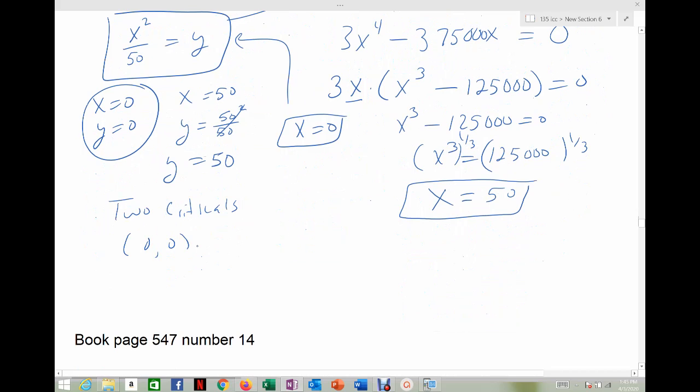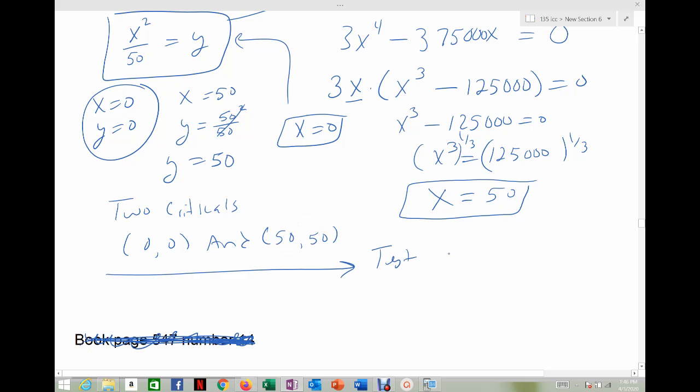One's at 0, 0, and the other's at 50, 50. Alright, now I've got to check and see if they're max, mins, or neither. Alright, we're actually going to skip this problem. It's harder than I intended it to be, so I'm going to skip that one. And so I'm going to do my testing over here.